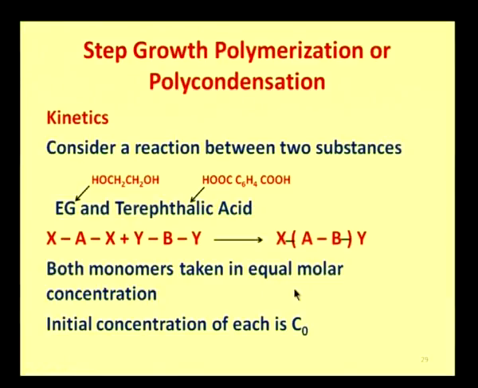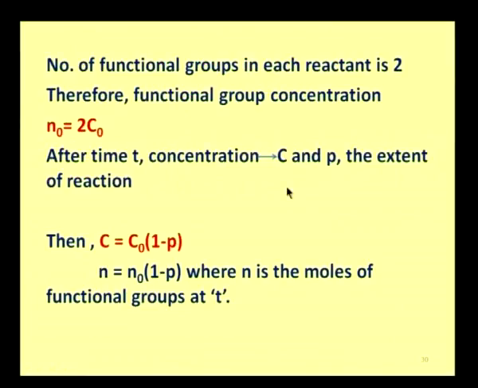Now, both the monomers are taken in equal molar concentration in this case, and let me call the initial concentration of each of these monomers C0. We already know that the number of functional groups in each monomer molecule is 2, that is bifunctional, because of the 2 functional groups at the terminal ends. Therefore, the functional group concentration is given by N0 equal to 2C0, where C0 is the concentration of the monomers available and N0 is the functional group concentration.